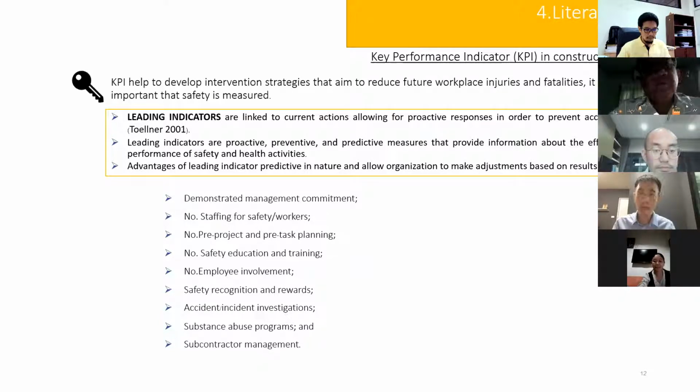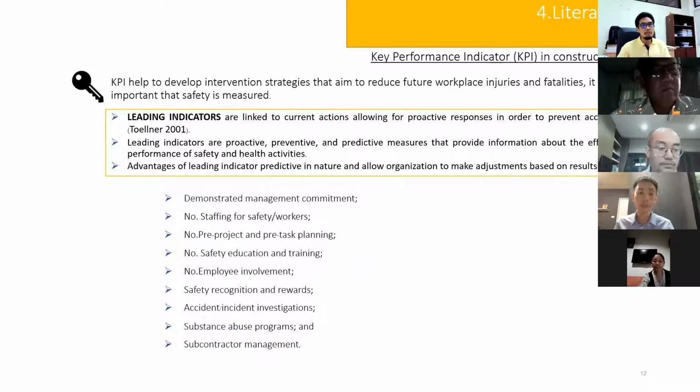So I will use the KPI, the key performance indicator, to develop the questionnaire. The KPI is developed as a strategy that aims to reduce future work injury and fatality. It's important that the measure is measurable and leading. And for the KPI, I will use the leading indicator.